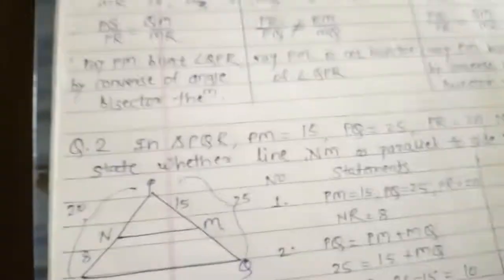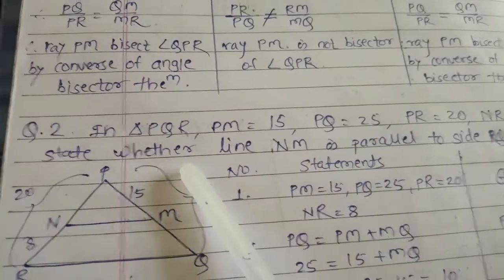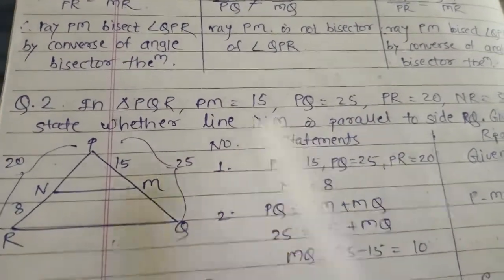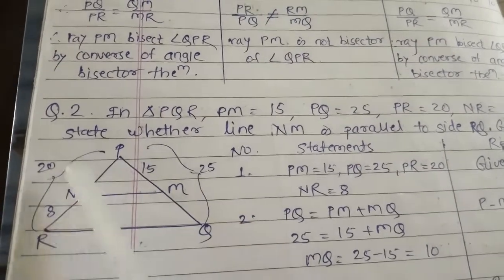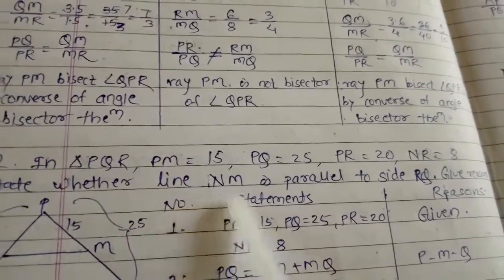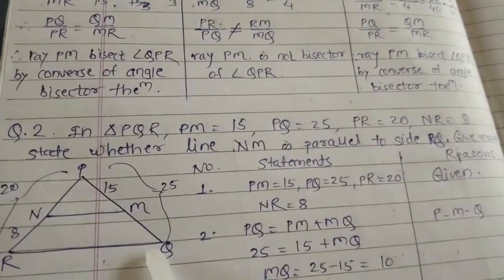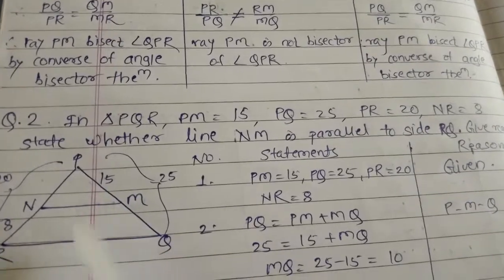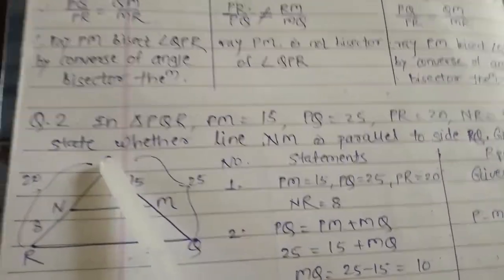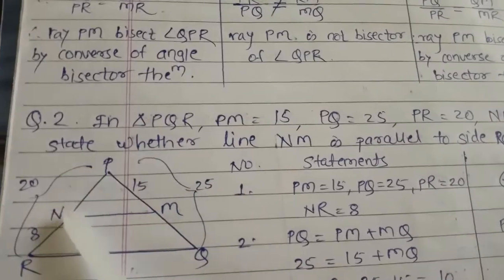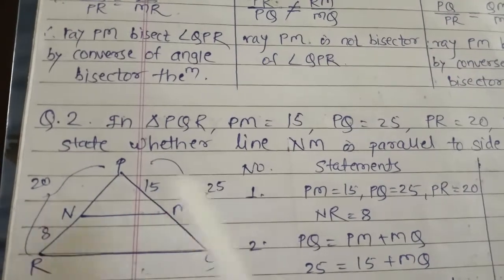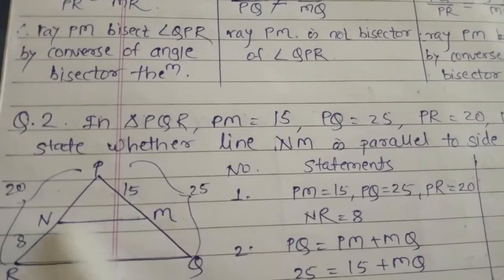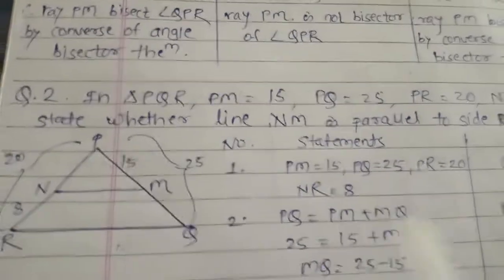Now see the second example. In triangle PQR, PM is 15, PQ is 25, PR is 20 and NR is 8, and we have to find out whether the line NM is parallel to QR. So when will these two lines be parallel? If we find that the answers of these ratios are the same, that is PN upon NR is equal to PM upon MQ, then NM will be parallel to QR. Let us find it.